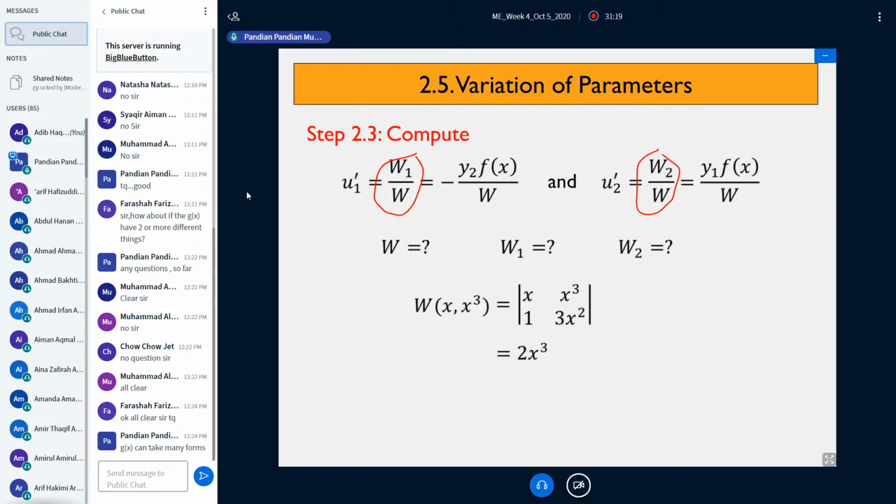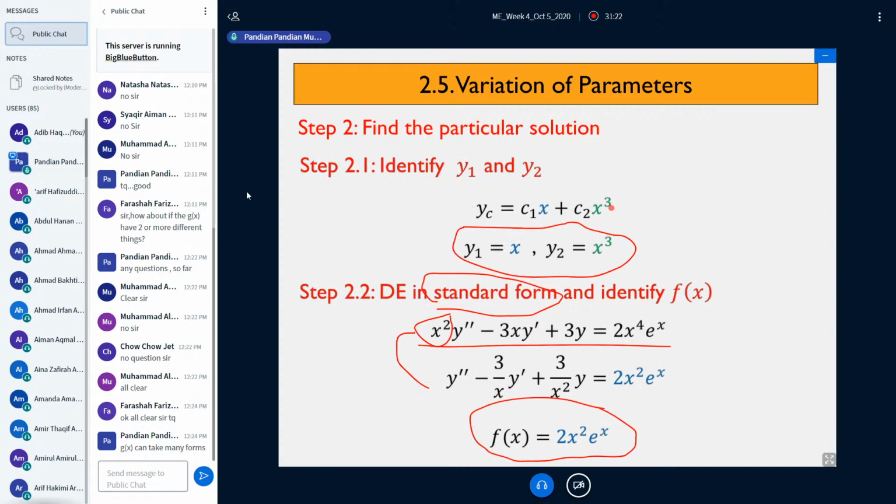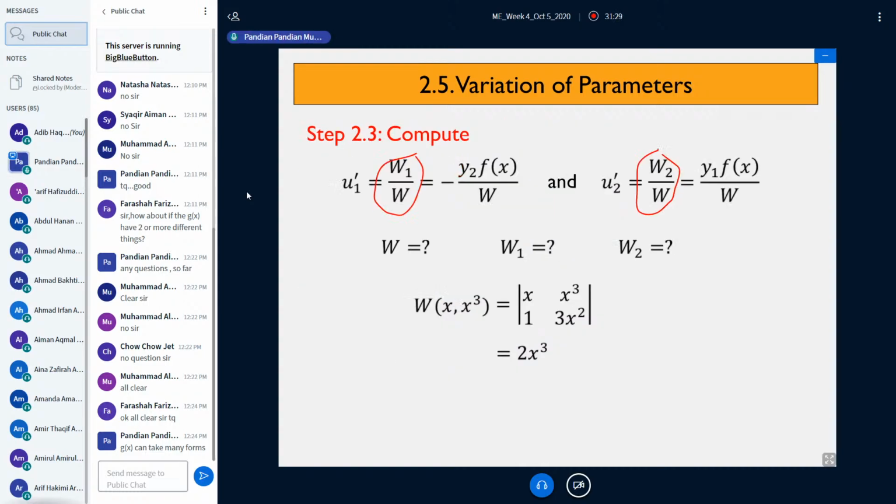The following is how you calculate the W. So y1 you already knew, x, y2 is x cubed. So you already have these two. You plug inside here W(x, x cubed). This is a 2 by 2 matrix. First row x, x cubed. Differentiate x, 1; differentiate x cubed, 3x squared. So find the determinant: 3x cubed minus 1 times x cubed, 2x cubed. So this is your determinant using the algebra of a 2 by 2 matrix.